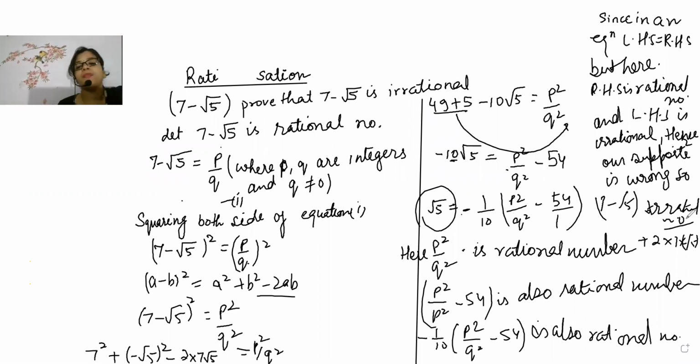Now understood or not, beta? Please tell me. So you understand the format. What you have to do, listen to me: first take it equal to a rational number, square it, then shift all the numbers to one side and say they are rational. The root section left, for it you write root 5 is irrational. So LHS is not equal to RHS, which contradicts our supposition. So 7 minus root 5 is exactly an irrational number.